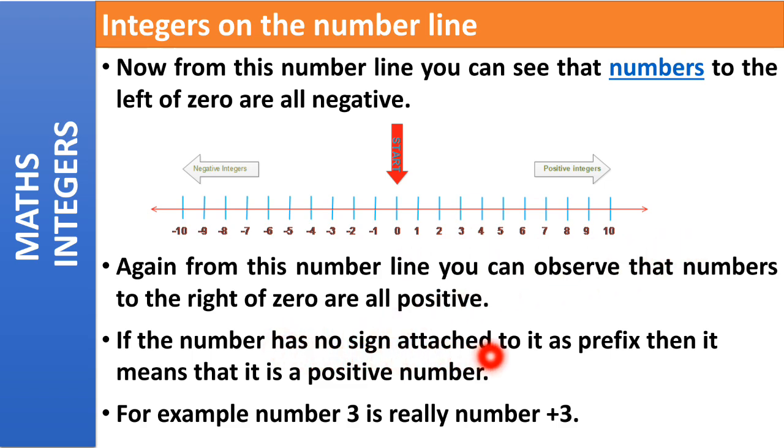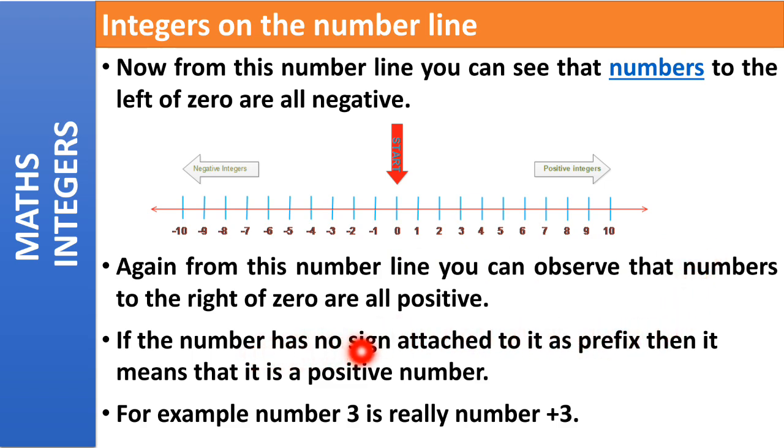If the number has no sign attached to it as a prefix, then it means that it is a positive number. See here, for negative numbers we had the prefix. Prefix means a symbol or a word which we attach before a number or a word. Here before the numbers we are using the negative sign. This is called a prefix to the numbers. Now this prefix tells us that these are negative numbers. But for positive numbers, we do not have any such prefix attached, right? We are not writing +1, +2 each and every time.